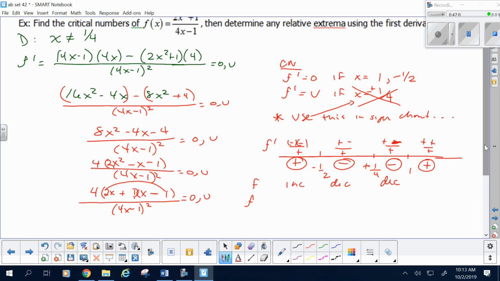So now extrema. Okay. F has a max at negative 1/2 because it goes positive to negative. And what's going on at 1/4? That's a vertical asymptote. Nothing's going on at 1/4. It's not a min or a max. It's an asymptote there, so keep that in mind. Okay? So that's nothing. What about at 1? There's a min at x equals 1 because f prime goes negative to positive. All right?